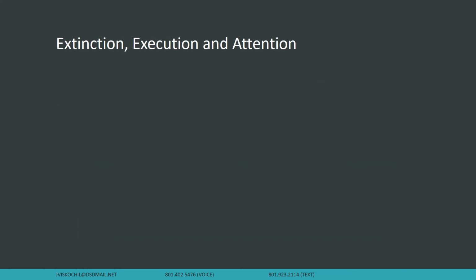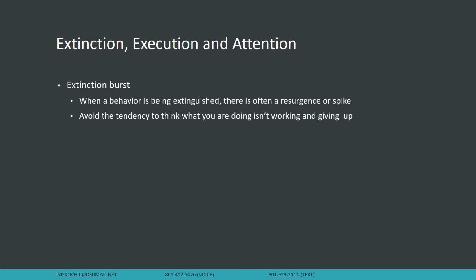So, extinction, execution, and attention. There's a phenomenon in behavior where when we're trying to eliminate a behavior, it often goes through an extinction burst. What this means is we can sort of train the behavior out for a little while, and then all of a sudden the student or child thinks, I really want to engage in that behavior again, and we see a huge spike. This doesn't mean that what we're doing is wrong. This doesn't mean that it's not working. This actually means that it is working, and the student is starting to catch on and say, "Oh, wait, I forgot. I used to engage in this behavior, and I used to get this reinforcement from it." So, if you see that big spike, that extinction burst, don't give up. It means it is working.